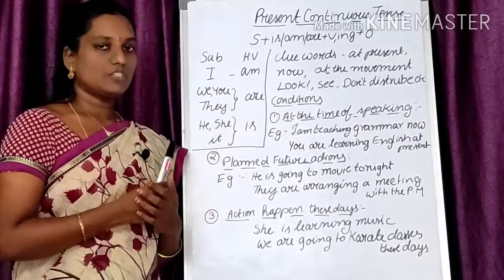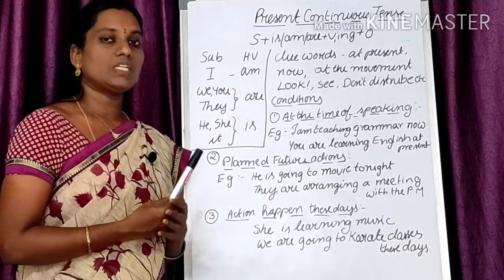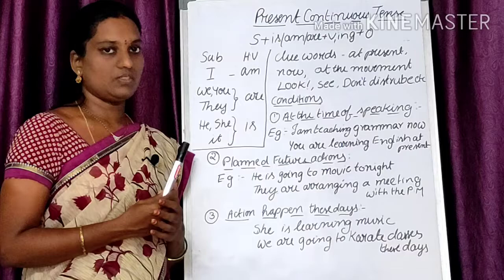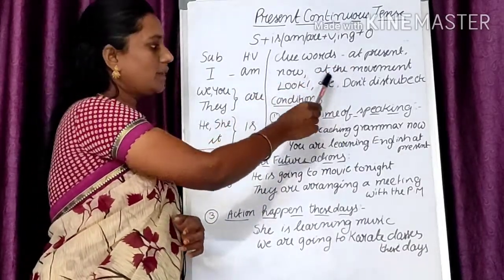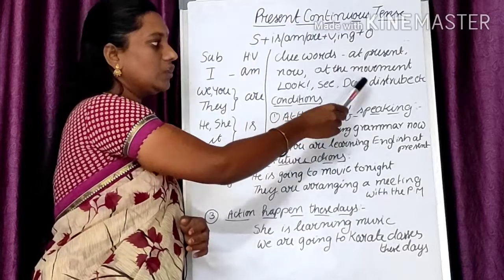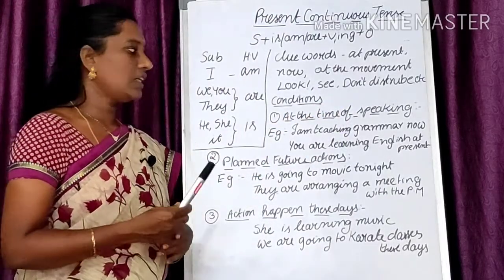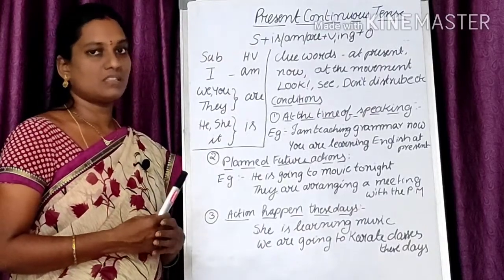So you understood about the subjects and helping verbs. Now you should learn about clue words. What are the clue words for present continuous tense? At present, now, at the moment, look, see, don't disturb, etc. So we'll learn about conditions where we'll use present continuous tense.